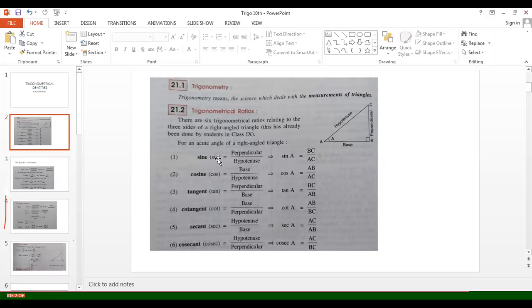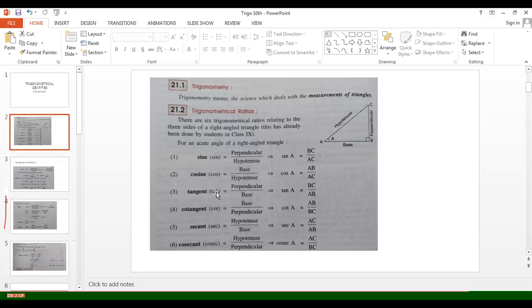What are those 6 T ratios? Sine, cos, tan, cot, sec, cosec. And what are sine, cos, tan? I hope you all remember last year I had taught you this word, O, A, OA. Do you remember? O for sine, A for cos, OA for tan. Yes, sir. But over here, we are using perpendicular upon hypotenuse, base upon hypotenuse, or perpendicular upon base. And then cot, sec, cosec.